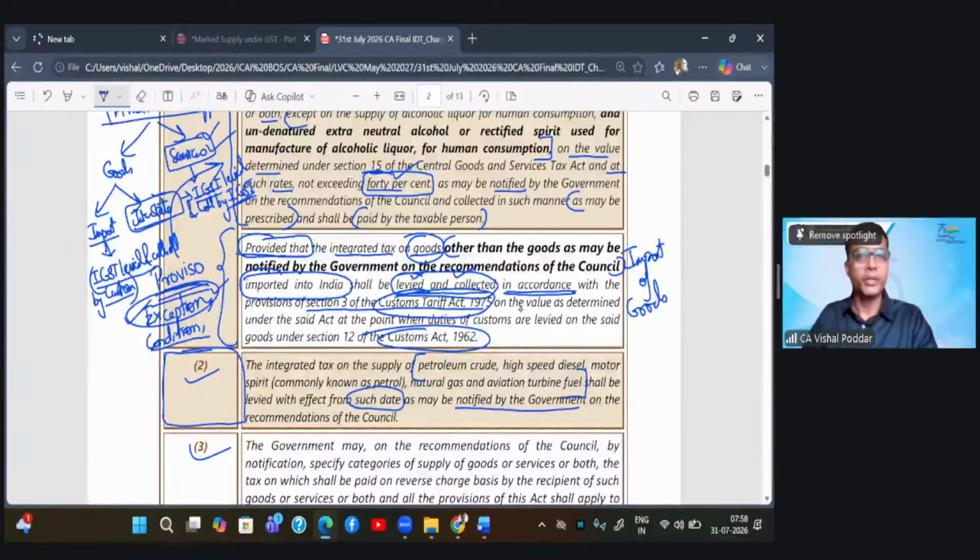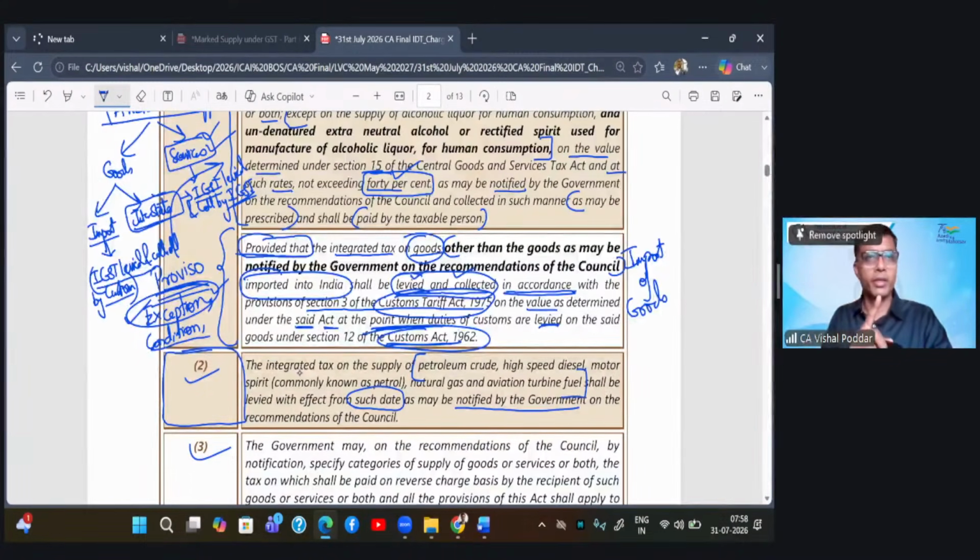Now, interestingly, everything they are doing as per customs. What all things they are doing as per customs? They are taking the value also as per customs. Said act means customs. Then you have time of supply. The time of supply also, that is when the duties will be levied, is also as per customs. So everything, time of supply, valuation, everything will be decided by the customs law.